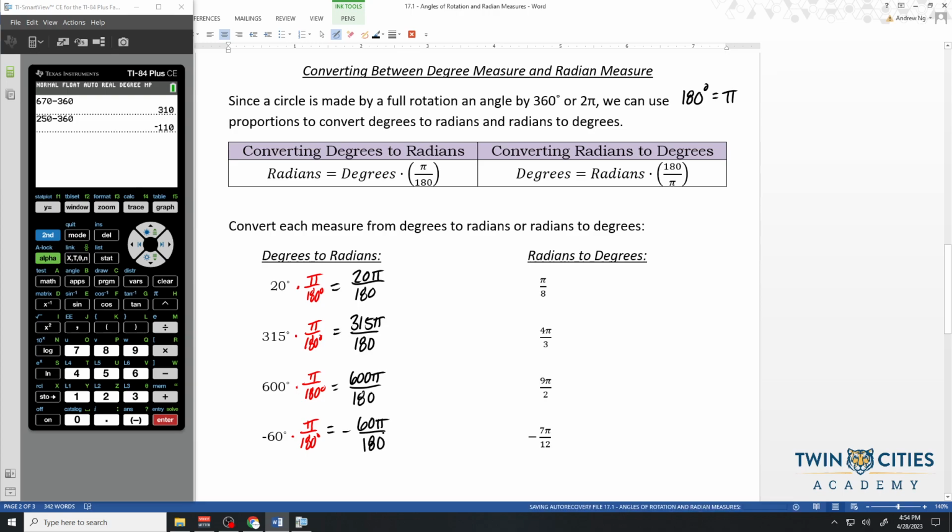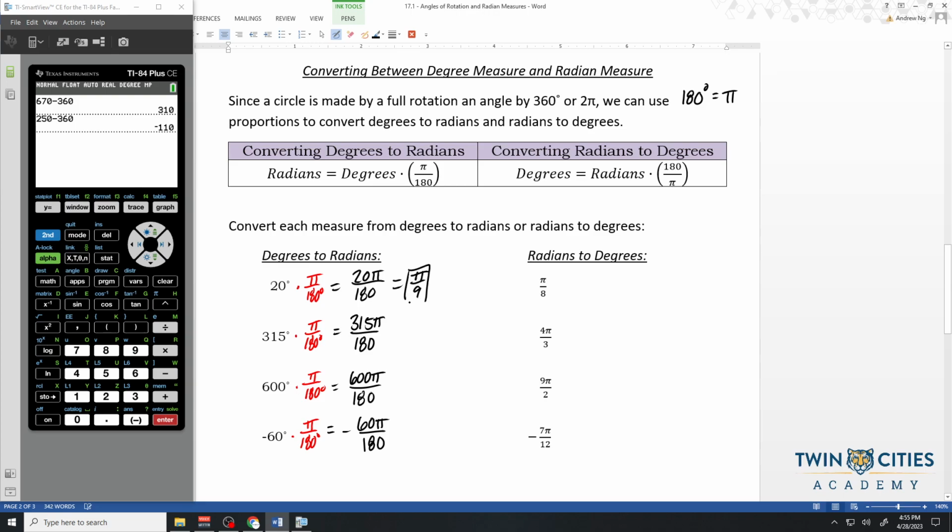Now what I'll want to do is reduce these. So 20 over 180, let's see. They're both divisible by 2, so that would be 10 over 90. And then I can divide by 2 again to get 5 over 45. And then 5 and 45 are both divisible by 5, so that'd be 1 over 9. So this would be pi over 9.